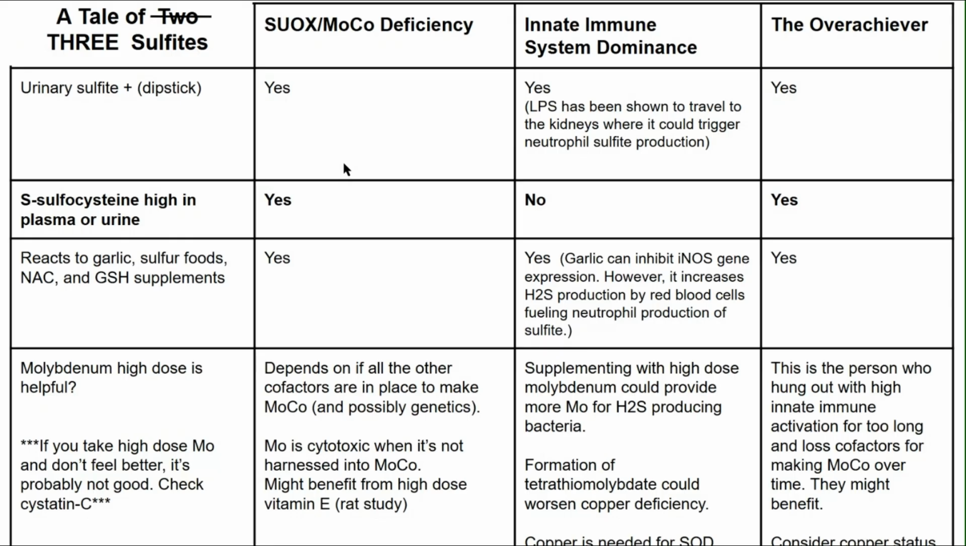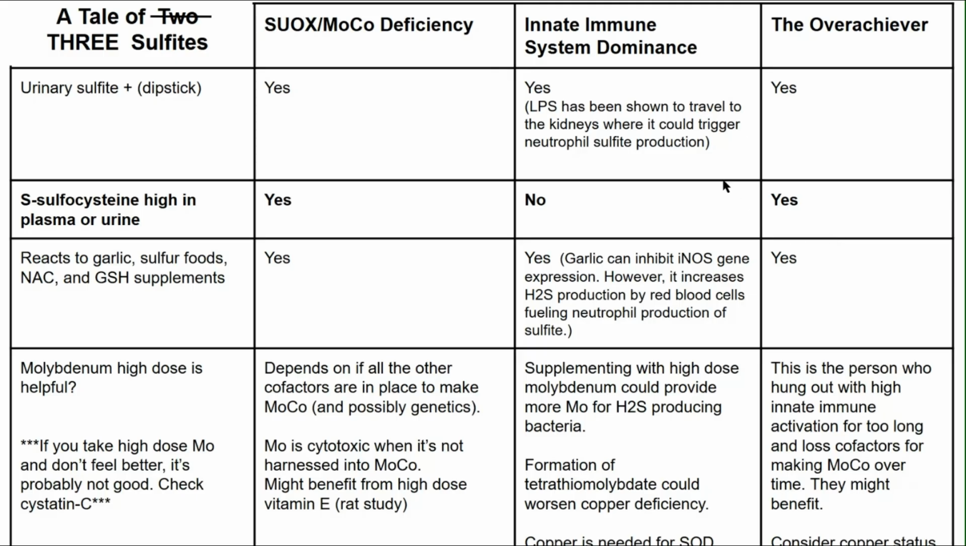Okay, so I think that there's not just a tale of 2 sulfites. I think there's a tale of 3 sulfites. And so how would you know this? Well, the definitive answer is to get an OMX and look for S-sulfocysteine. Because if you have high S-sulfocysteine, then you know that your SUOX Moco enzyme is not working. And if you don't have high S-sulfocysteine, but you still have symptoms of sulfite toxicity, then potentially it's your innate immune system producing all of the sulfite. And you could be an overachiever and be doing both, which is totally possible.